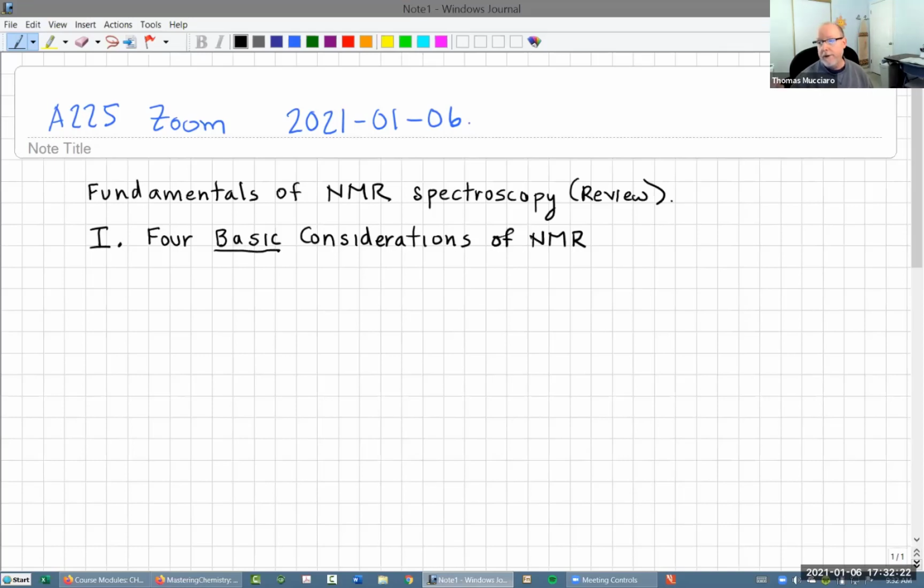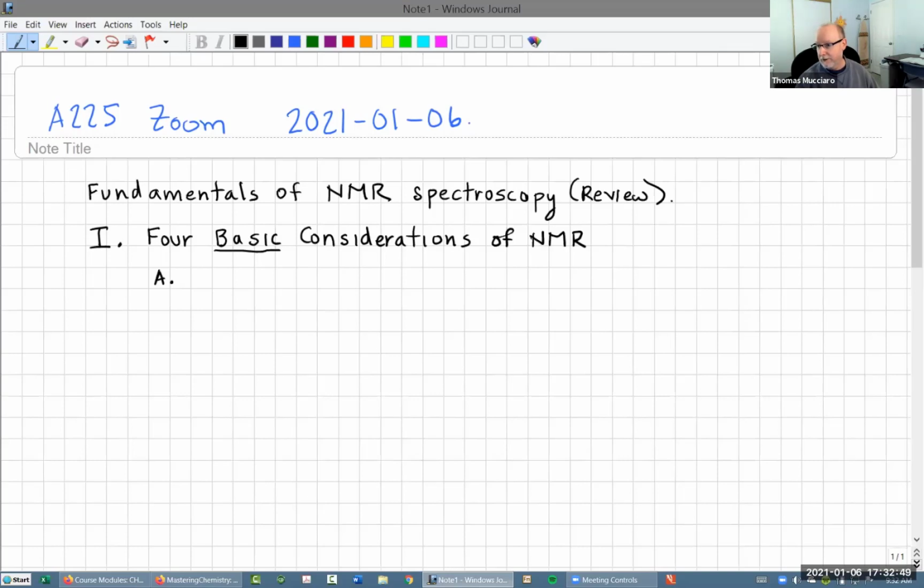There's four basic things that we need to consider when we look at NMR, okay? So I'm going to summarize them, and then I'm going to go back and hit each of those in a section. I'm not going to try to drag this out too much, but I just want to make sure we're on the same page, because these are the four things that you need to know if you're not going to go on in chemistry.